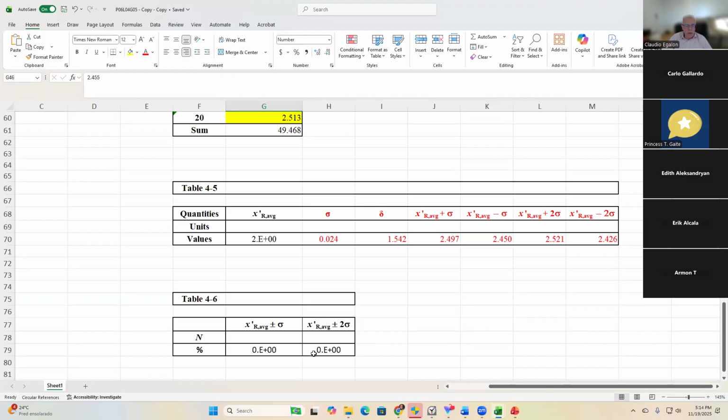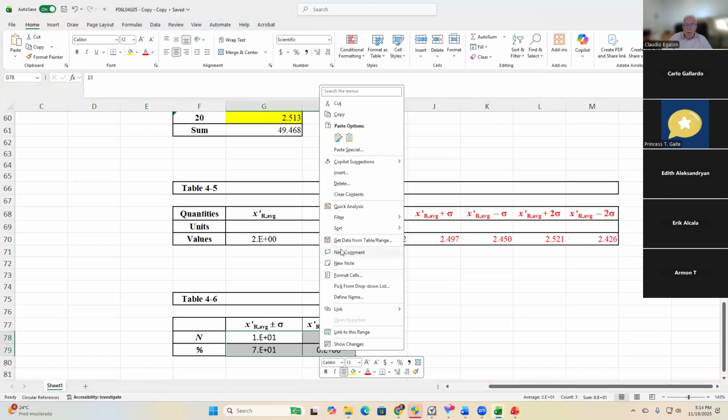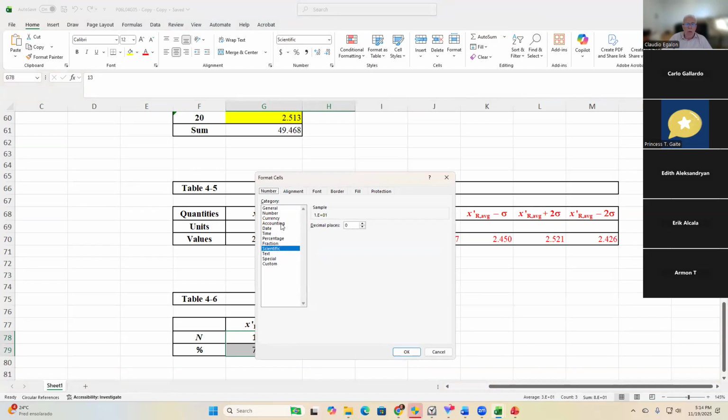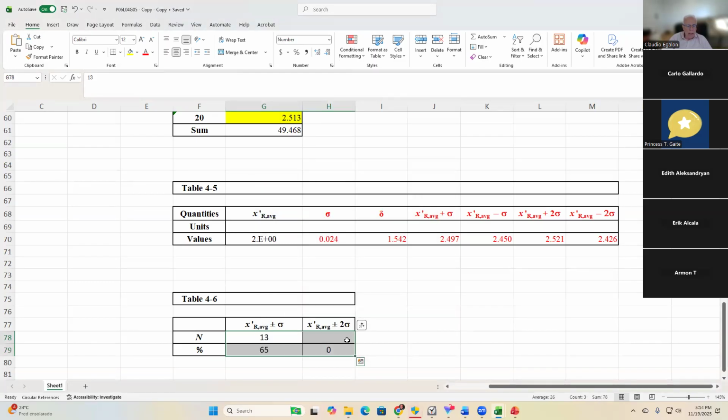And we go here in this table, see, and number of values between x average plus and minus sigma, we get 13. In my case, it's 13. Maybe yours is going to be different, right? And I'm going to change the format to numeric format like that. And I'm also going to highlight it in red because we do not need to worry about significant figures in this case. And then you repeat for plus and minus 2 sigma.